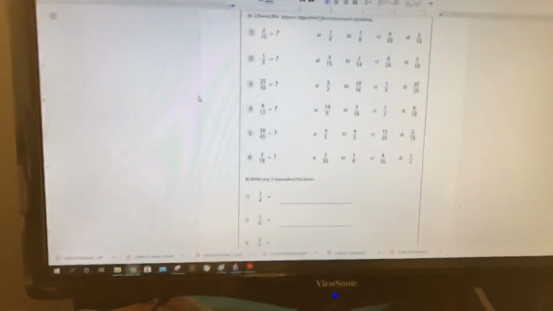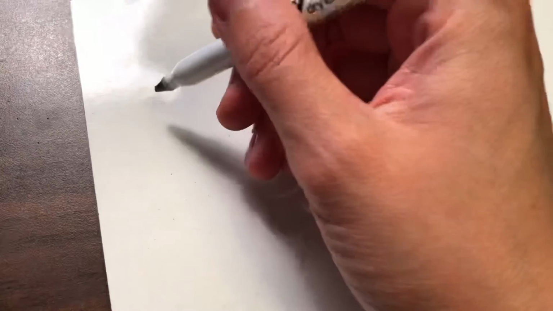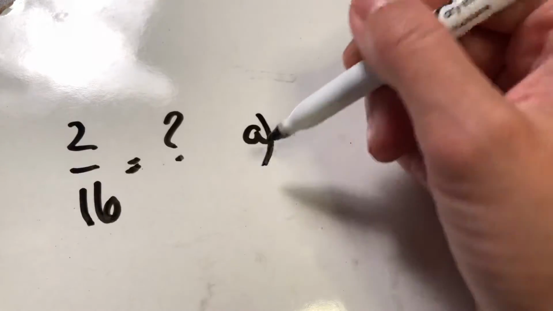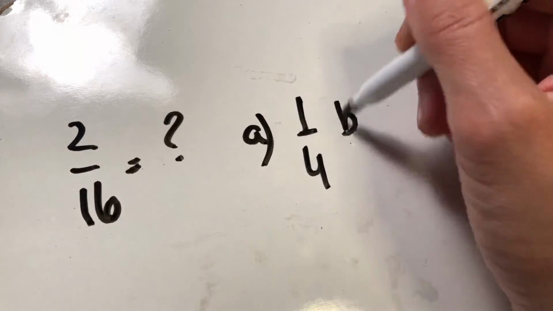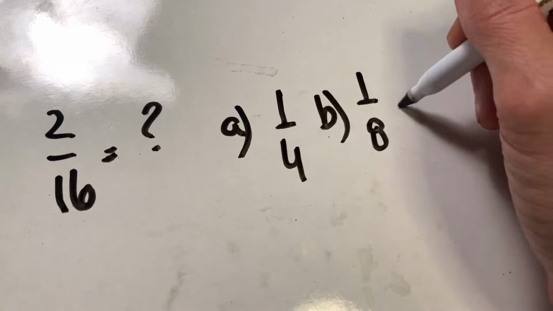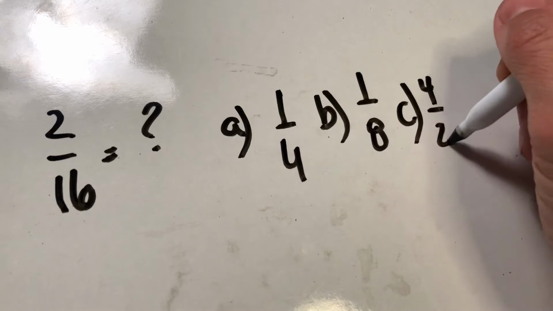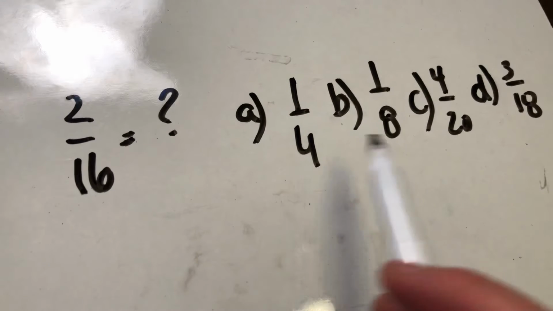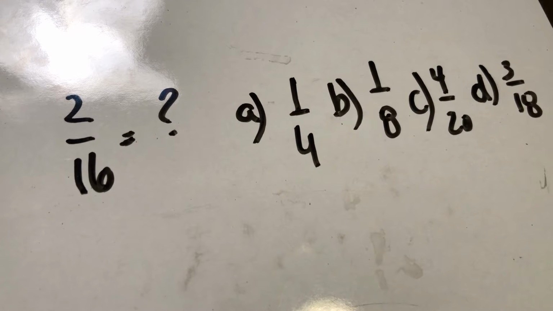So 2 over 16, I'm just going to go ahead on my paper and write down what the options are. Okay, so we have 2 over 16 equals question mark. And then we have A, 1 over 4, B, 1 over 8, C, 4 over 20, and D, 3 over 18. And you have to choose which one of these are equivalent. There's different ways that you could do this, but let me just look at it for a second.